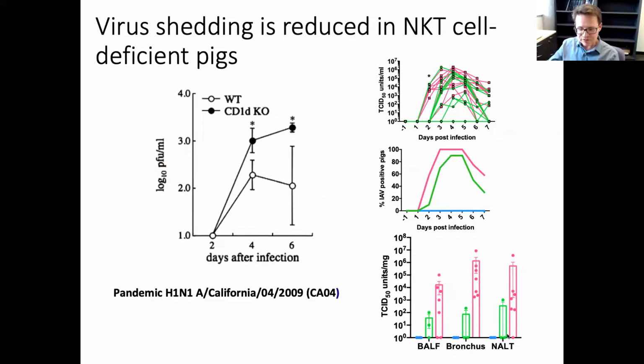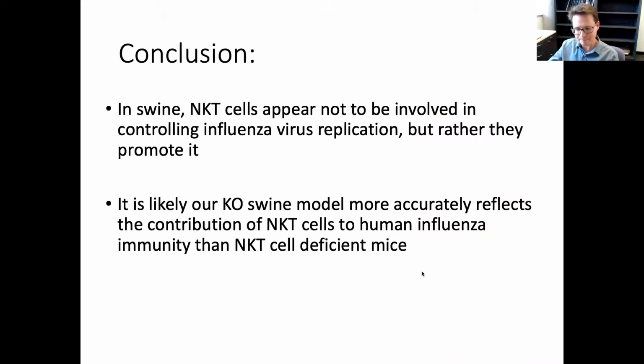So the interesting thing is our data directly contradicts the several mouse studies that are out there showing that influenza infections in CD1D knockout mice are considerably worse than in CD1D intact mice. So you can see the CD1D knockout mice produce a lot more virus than CD1D intact mice. We see the opposite.